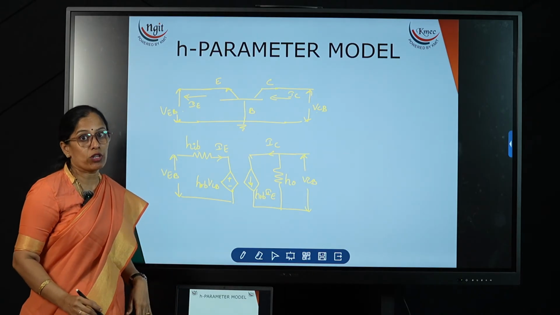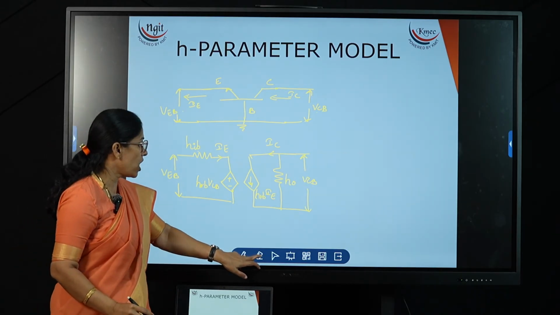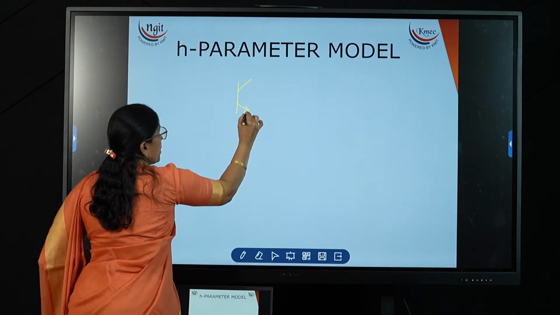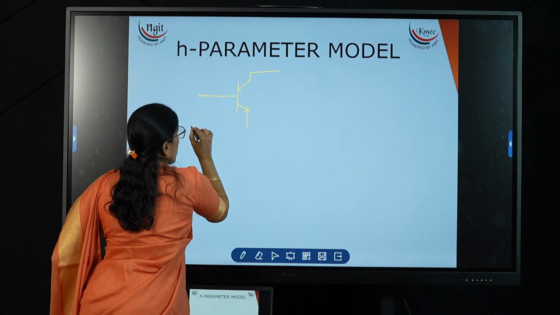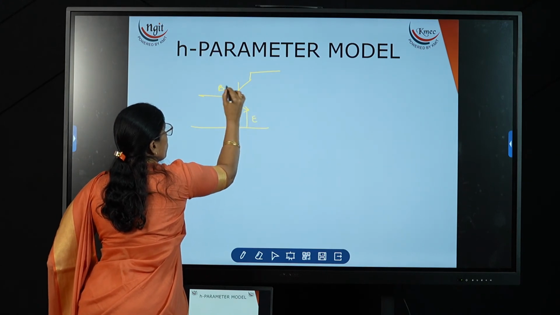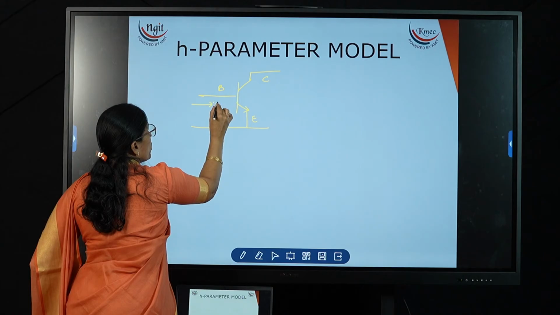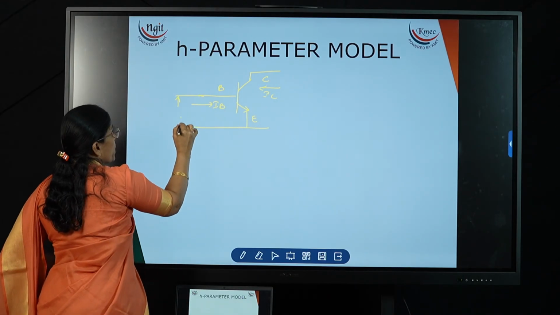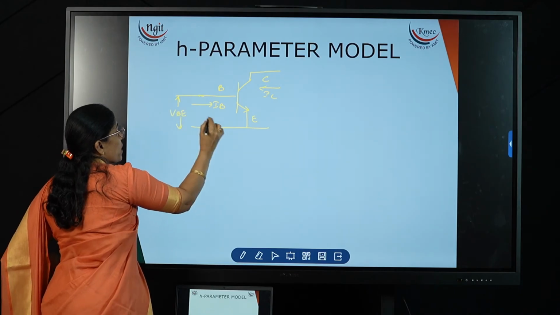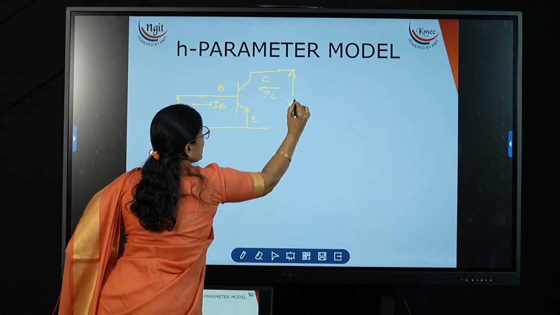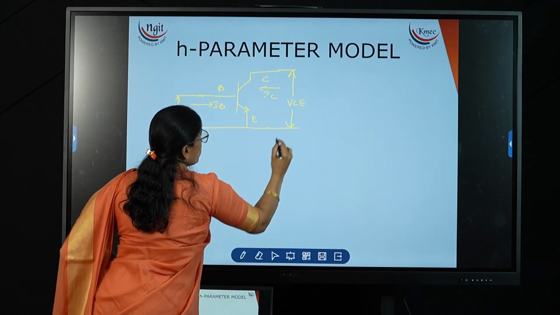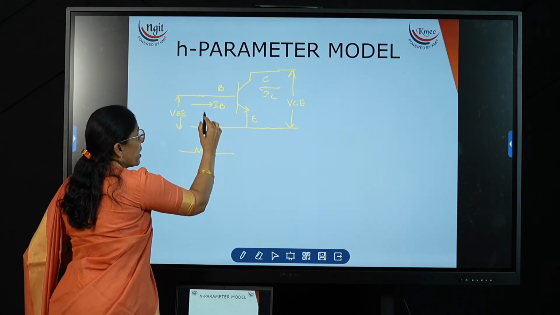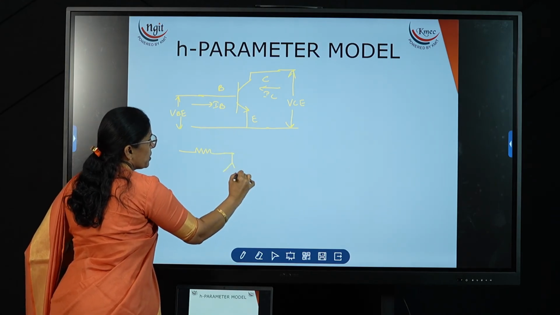Similarly, if we try to draw the H parameter model for the common emitter, then how to draw it? So this is the common emitter diagram. In this, emitter is the common terminal, base is the input terminal, and collector is the output terminal. Input current is IB, and output current is IC. The input voltage here is VBE, and the output voltage is VCE. Same diagram, we just have to represent the common emitter current and voltage parameters.